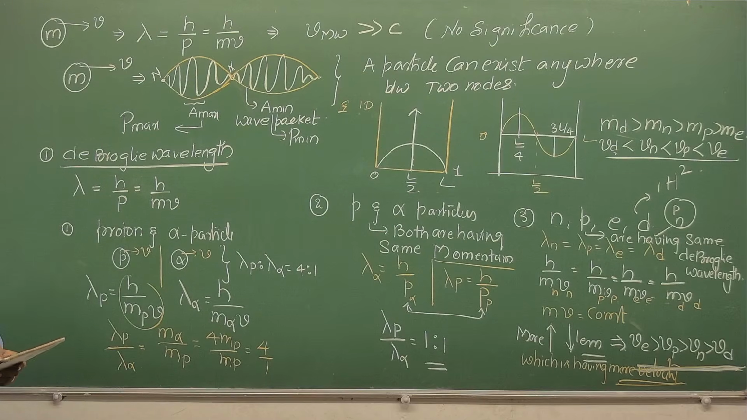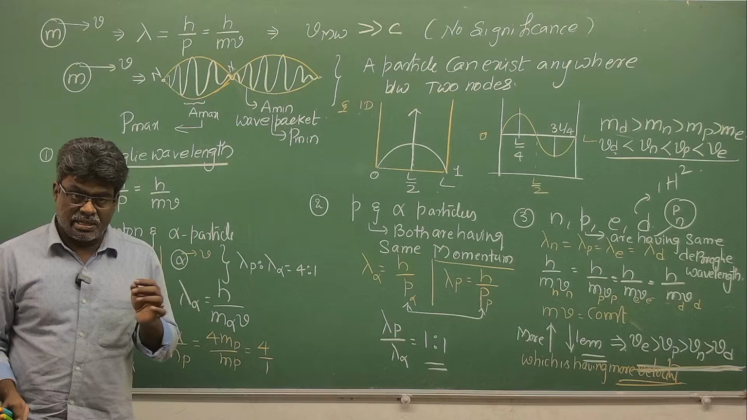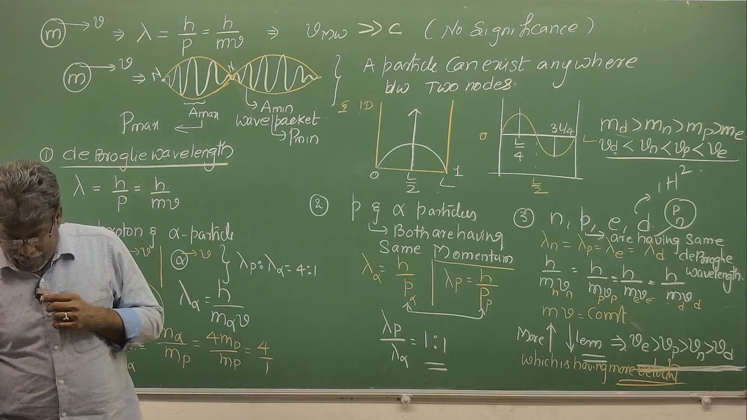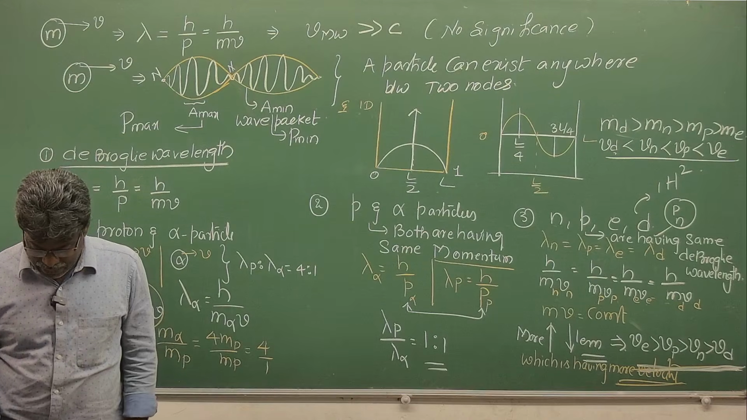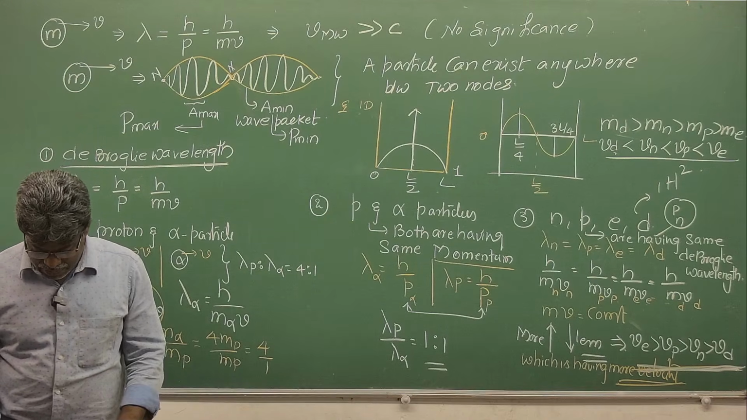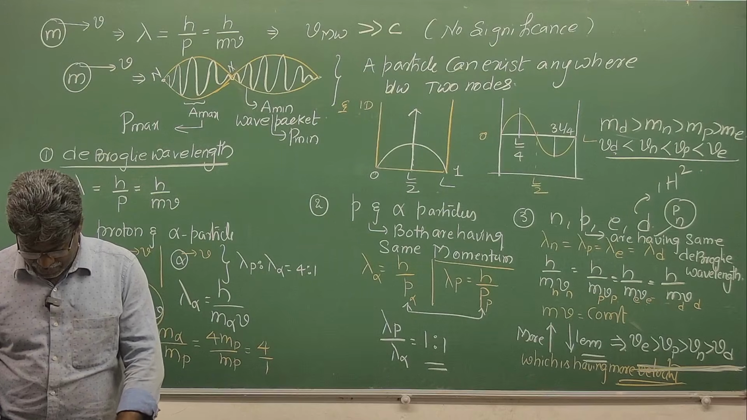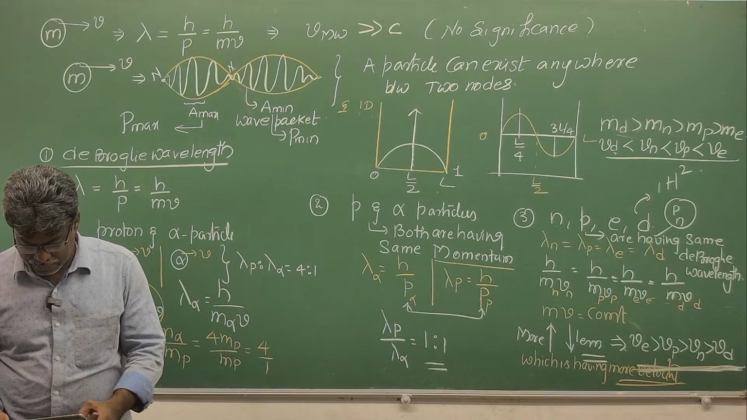Right. Next one. Listen and see the answer. An electron of charge e, and oh, this is the potential difference. It's not over. Wait. It's not over.